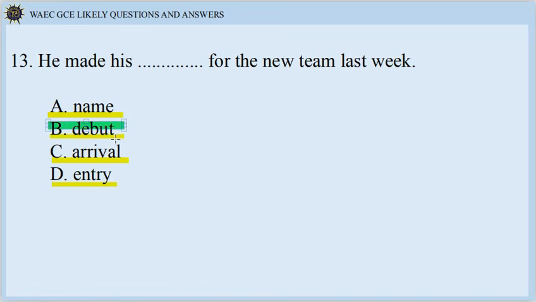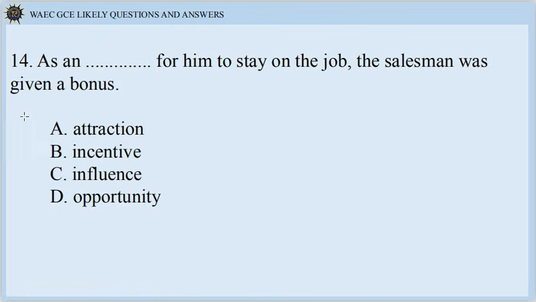To the next question. As an dash for him to stay on the job, the salesman was given a bonus. A. Attraction. B. Incentive. C. Influence. D. Opportunity. In option A, we have the word attraction. It means something that draws interest or something that draws someone's attraction. Incentive in option B refers to something that is given to motivate or to encourage someone to do better.